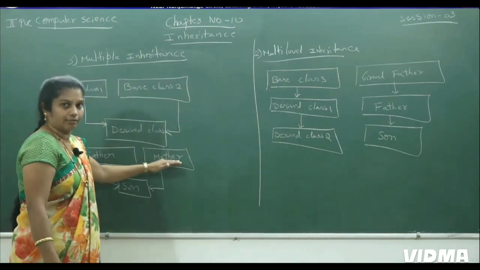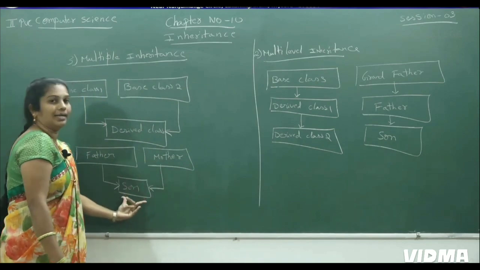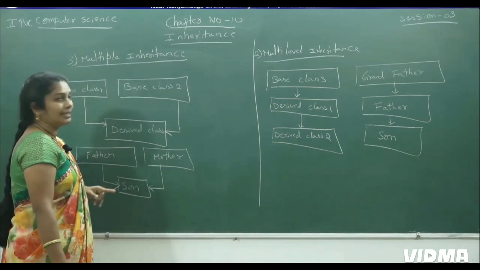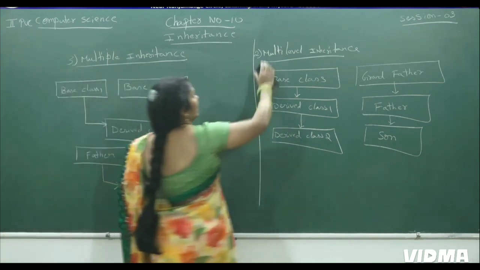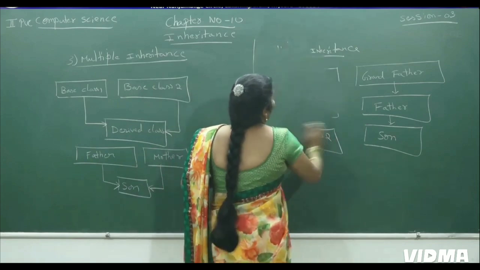This is also a base class, this one is also a base class. From these two, one derived class. This is nothing but multiple inheritance. Then what do you mean by the next one?